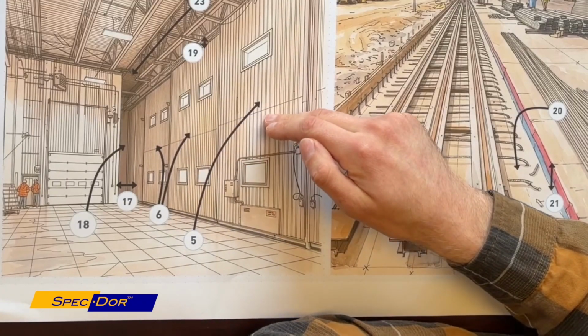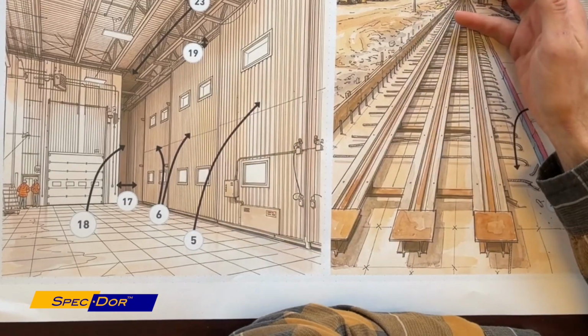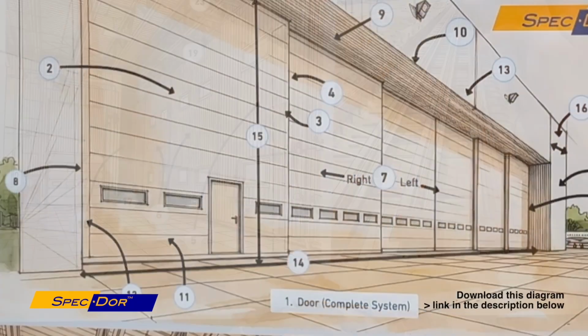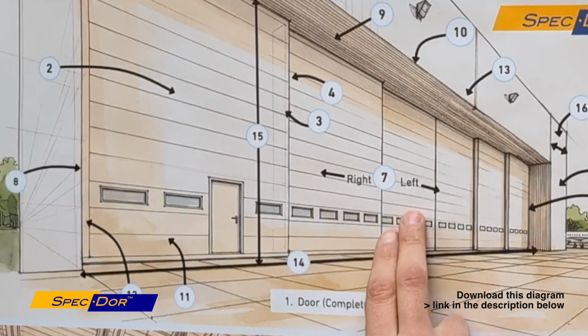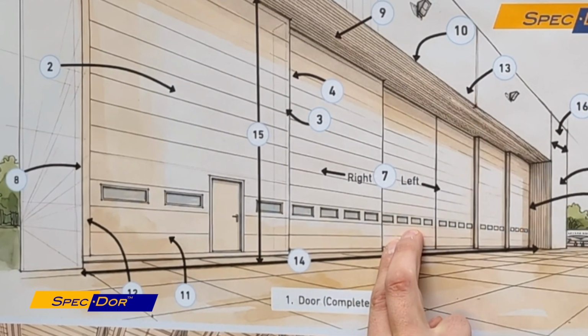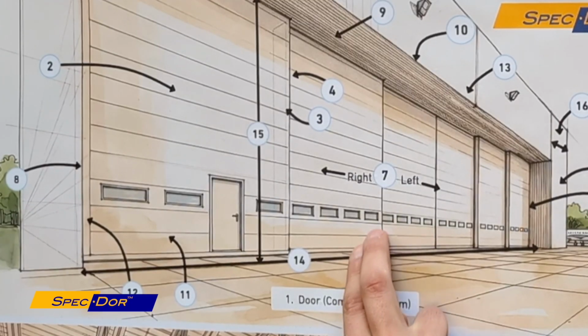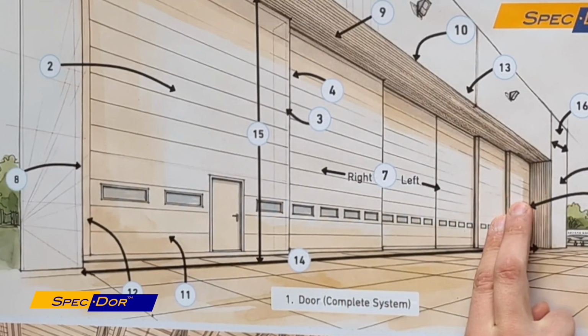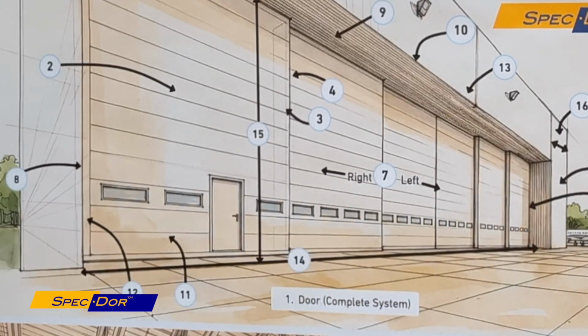by the drive section. When talking about a hangar door, it's often important to know which side is left and right. So we define left and right based on someone standing inside of the hangar looking out. So if you're inside the hangar looking out through the doorway, this will be the left side of the door and this will be the right side of the door.